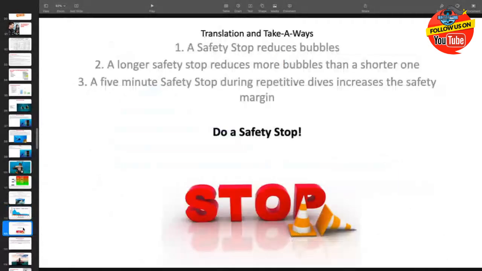That's awesome. So my main takeaways from this is a safety stop reduces bubbles, a longer safety stop reduces more bubbles than a short one, and a 5-minute safety stop during repetitive dives increases your safety margin considerably. Please do a safety stop.